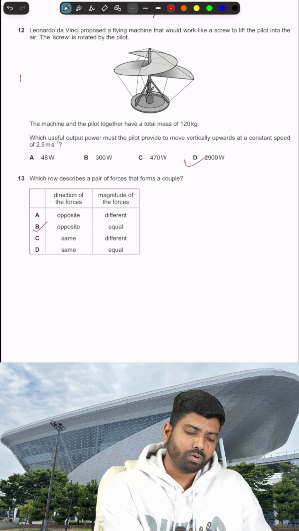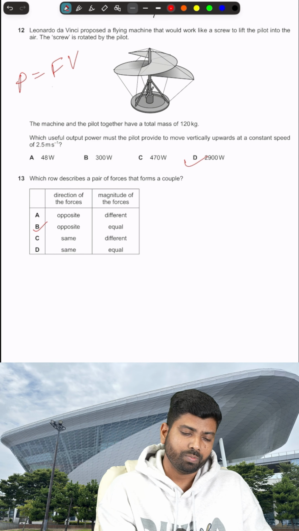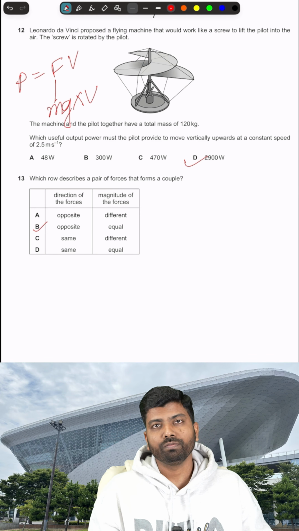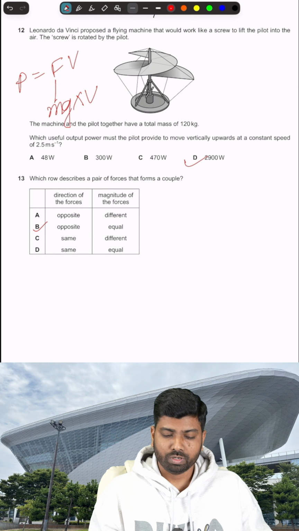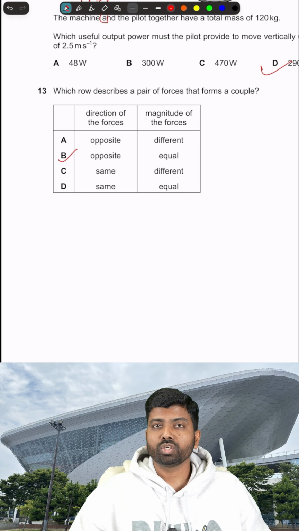So when we are going to calculate power, which is equal to force times velocity, then we have to calculate force, which is equal to mg, then you multiply with velocity, then you will get power, right? Okay, moving to the next question.